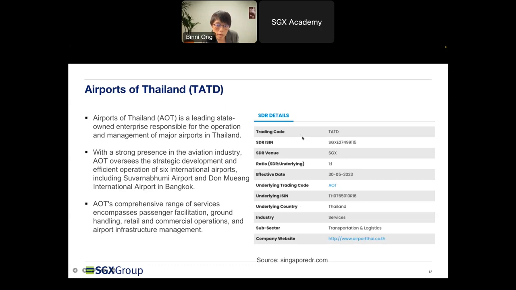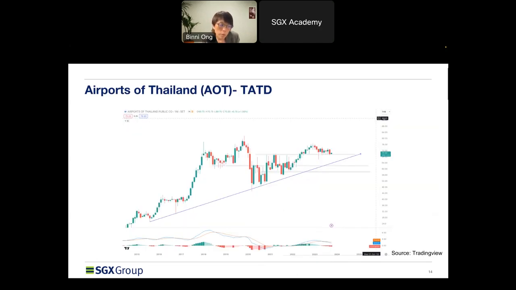as the SDR information, that means if you're interested to participate in the SDR, the code would be TATD. And the ratio of the SDR to the underlying is 1:1. The company website is this website here. You can request a copy of this presentation if you want to get all this information. But what is most important is to really take a look into the technical side, that means the price level.